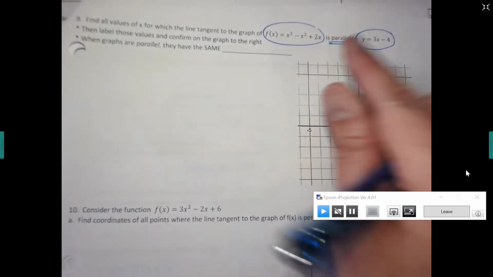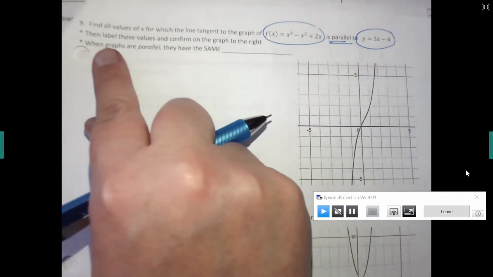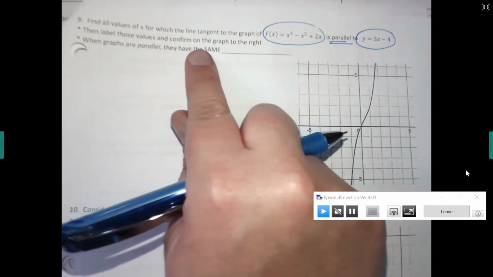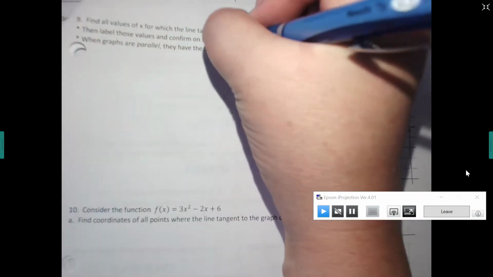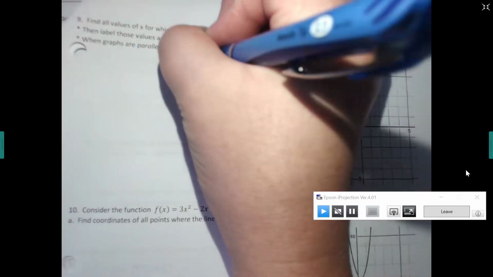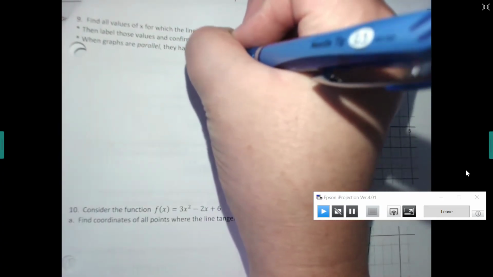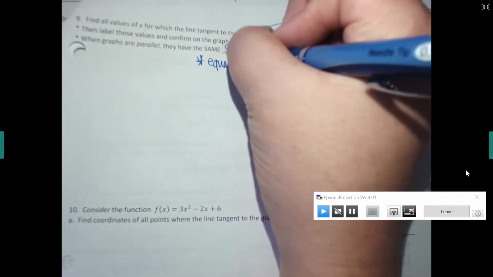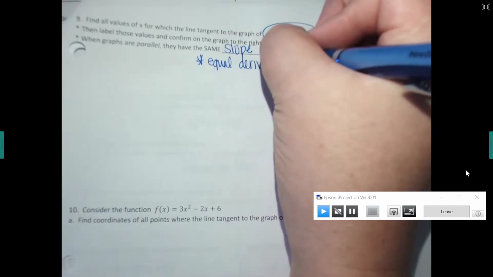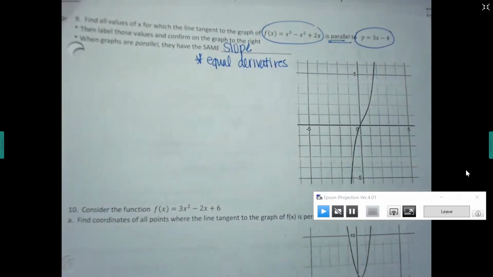The same. So right here it says when graphs are parallel, they have the same slope. And if they have the same slope, then they need to have equal derivatives. So if you want 2 things to be parallel, you're going to take both of their derivatives and then just set them equal to each other. So instead of having an exact slope that you want, you just want their slopes to equal each other. Okay, so let's do that.